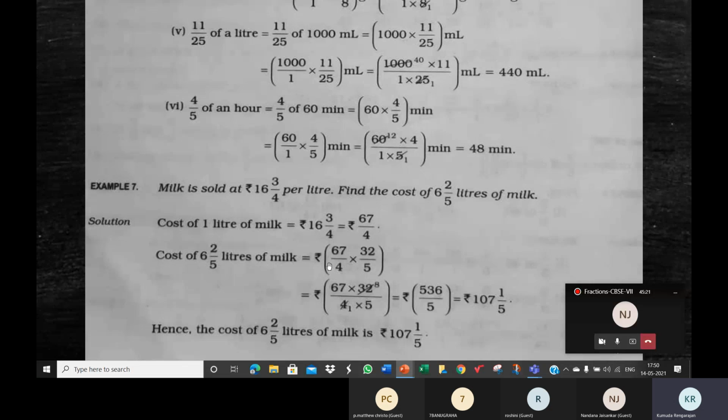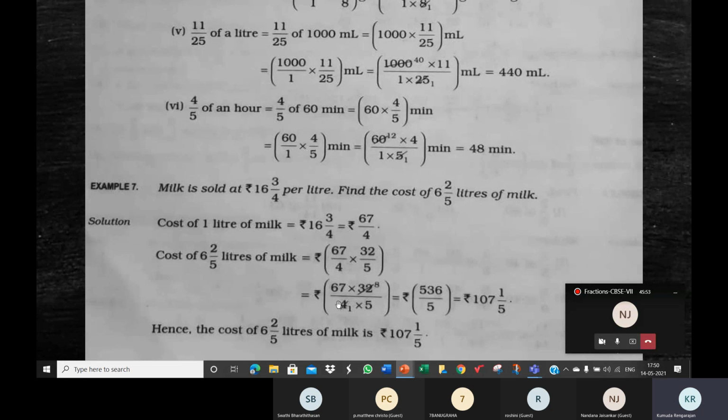So this is 67 by 4 into 32 by 5, because this is the cost of 1 liter into so many liters. And you know how to multiply, children. Multiply the numerators, multiply the denominators like this. Then you can take up 4 from the denominator, 32 from the numerator and simplify. 4 ones are 4, 4 eights are.